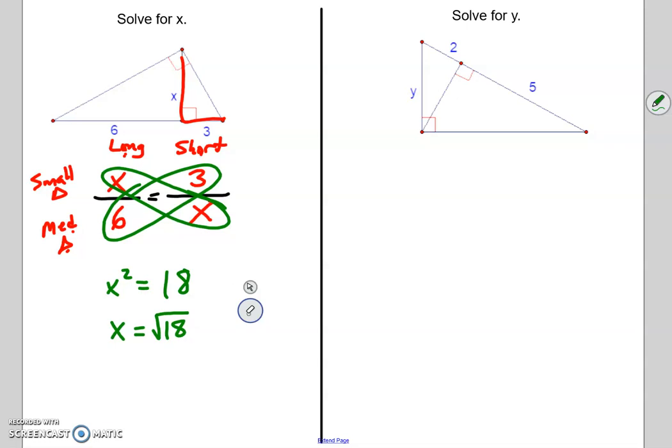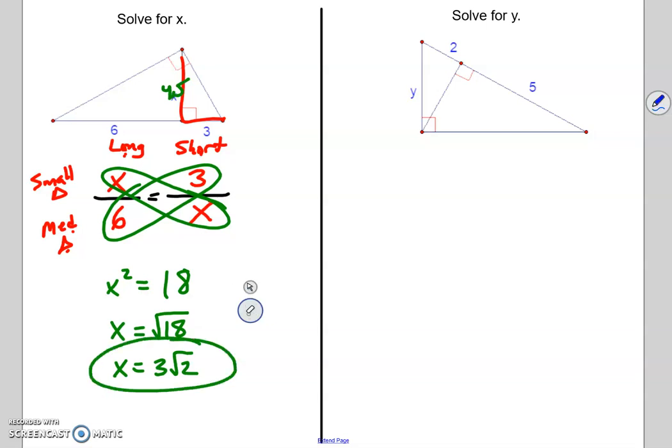Well, what is the square root of 18? We could simplify that a little bit further and say it's going to be 3 times the square root of 2. Square root of 2 is 1.4, so somewhere around 4.5 or so, and that seems pretty reasonable.